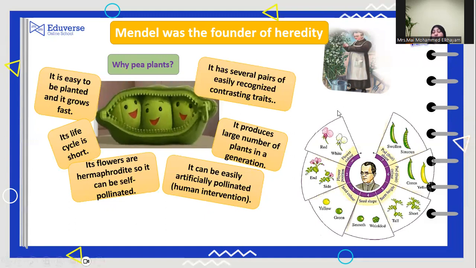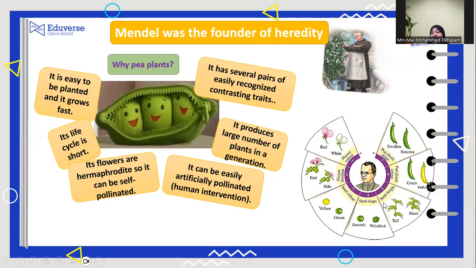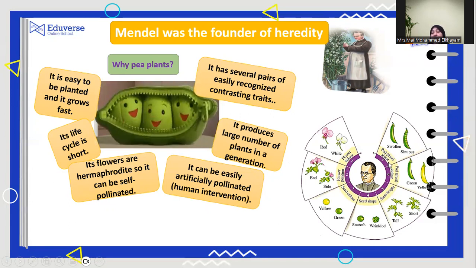He studied seven contrasting traits of pea plants: the flower color, which may be red or white; the flower position, end or side; the seed color, which may be yellow or green; the seed shape, smooth or wrinkled; the stem height, which may be tall or short; the pod or fruit color, which may be green or yellow; and finally the pod shape, which may be swollen or sinuous.